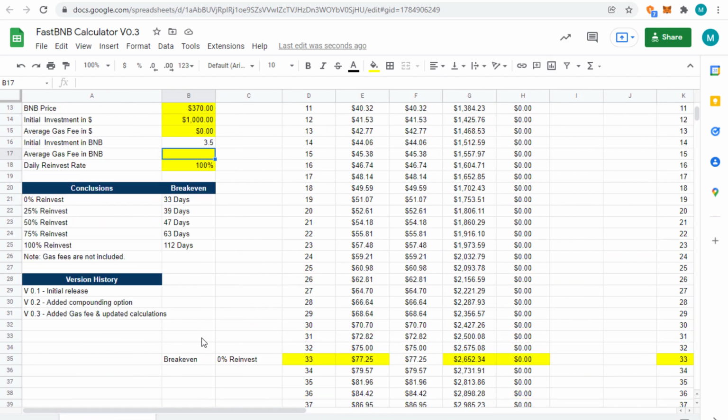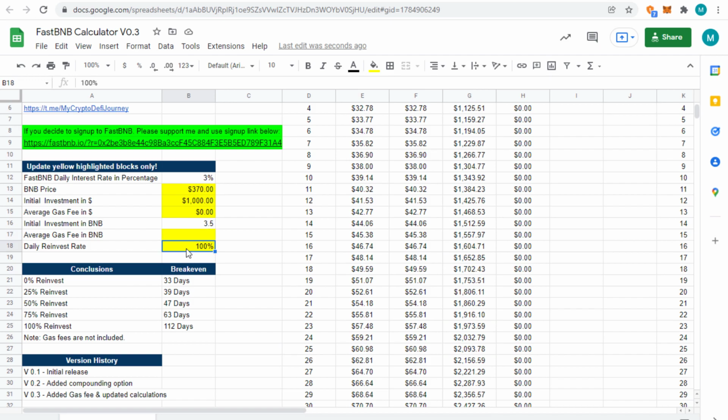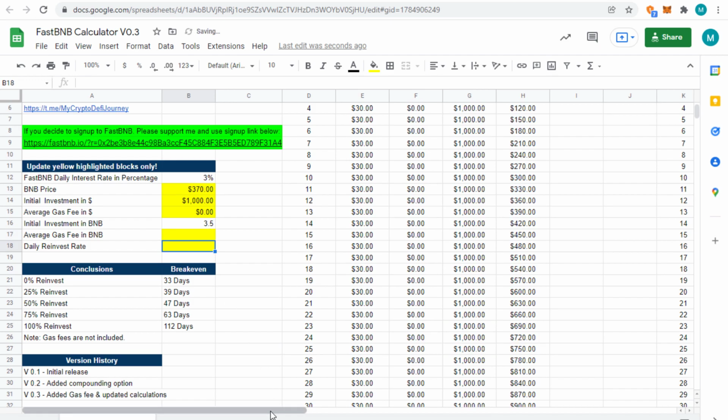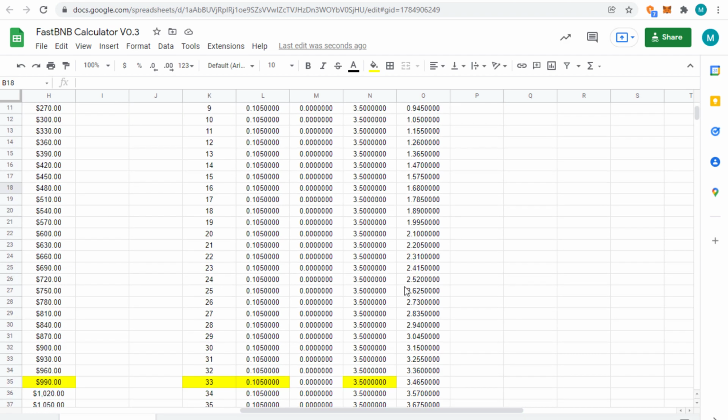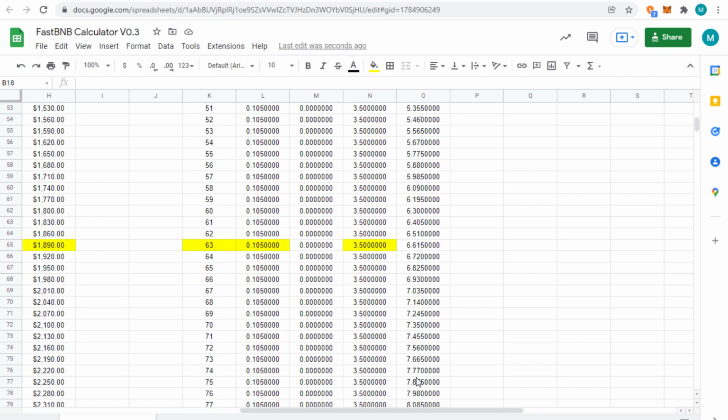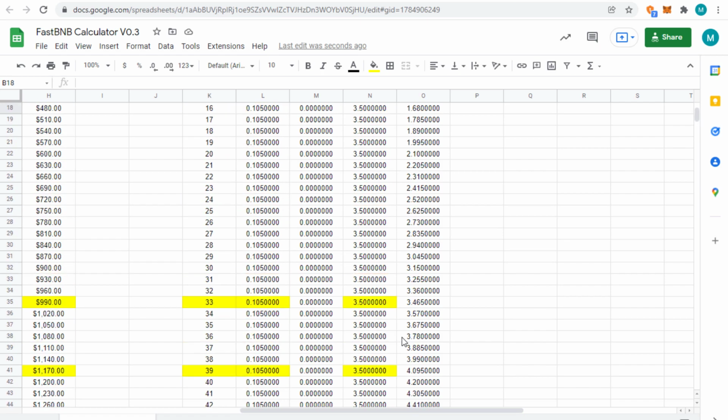Here I've set 100% reinvestment, but maybe you don't want to reinvest at all and want to withdraw every day. At the 10th day, you put in 3.5, you get 1 BNB back. At 20 days, you get 2 BNB back. And at 33 days, you get all the BNB back, and the rest of it is what you have profited.